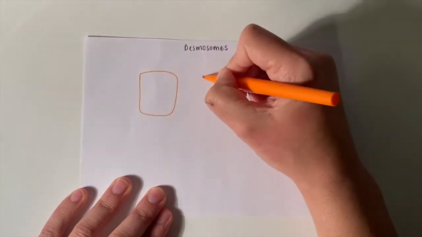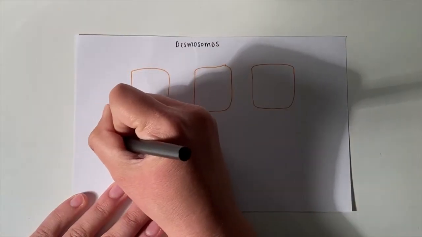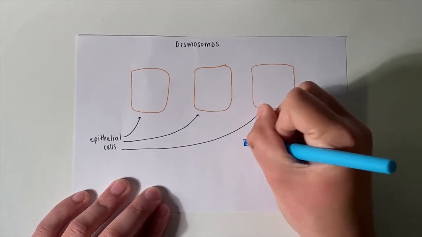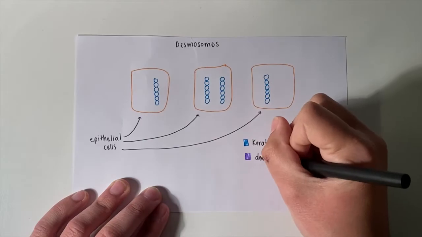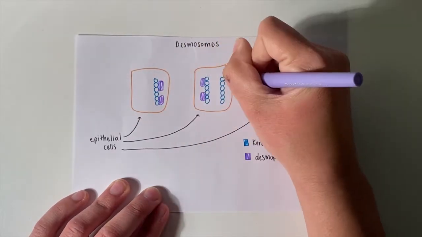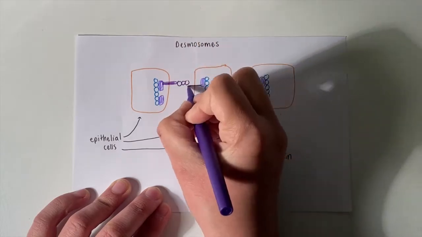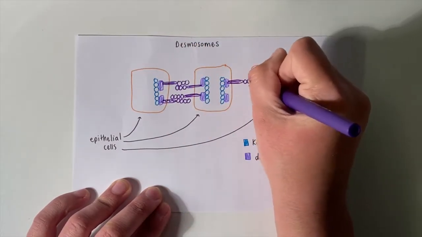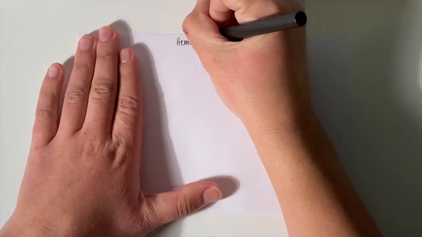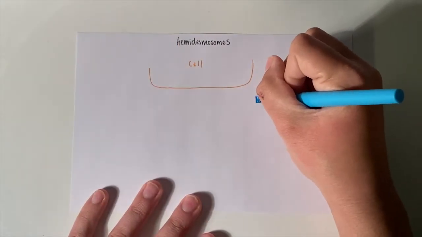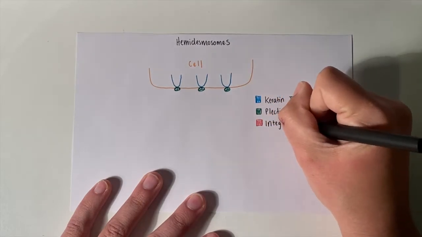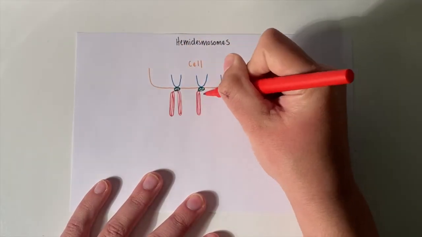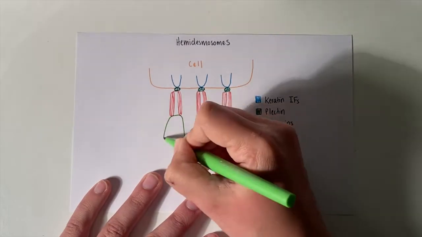Desmosomes function the same as adherens junctions. They link epithelial cells together via the cytoskeleton and protect against mechanical stressors. Desmosomes are also connected to cadherins, but the cadherins are connected to keratin, not actin filaments. Hemidesmosomes, found in keratinocytes of the epidermis of the skin, link to collagen using integrins. They anchor the epithelial cells to the basal lamina through intermediate filaments.